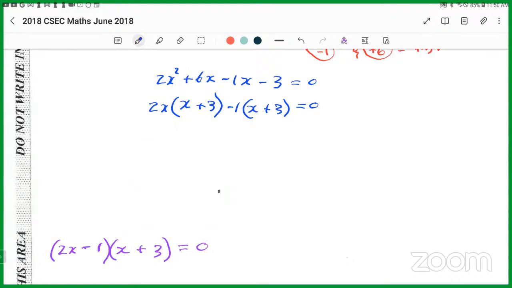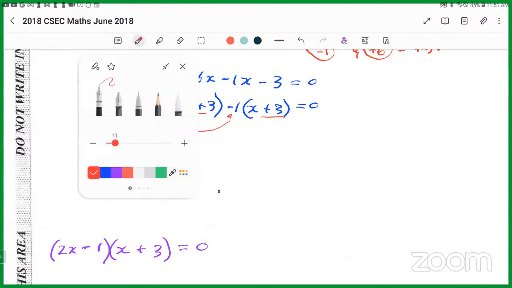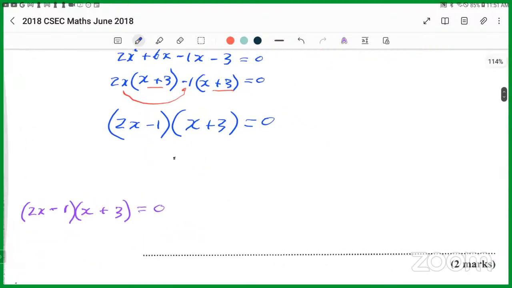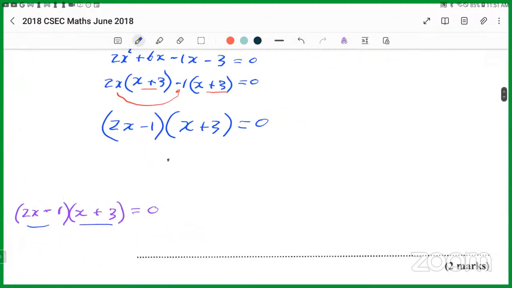Then now, this becomes a common factor, and you put these two on a common factor now. So you're going to get 2x minus 1, that's this and this, times x plus 3 equals 0. So you get the same two factors, 2x minus 1 and x plus 3. And from here, I can write the answer now.